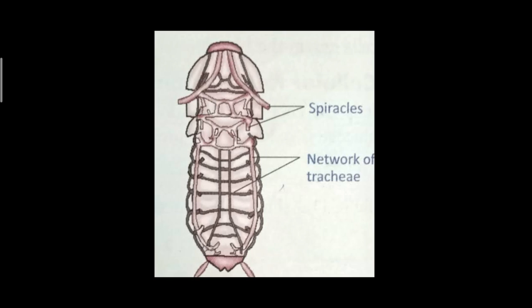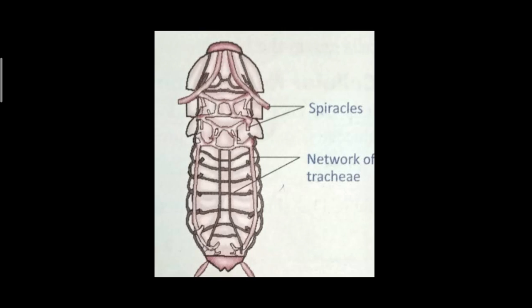This trachea is for gas exchange. You know that all living organisms need oxygen for the respiration process, and they release carbon dioxide. So here the oxygen rich air rushes through the spiracles. See, the spiracles are the outer openings. Through these spiracles, oxygen rich air will enter into the tracheal tube and diffuse into the body tissue.